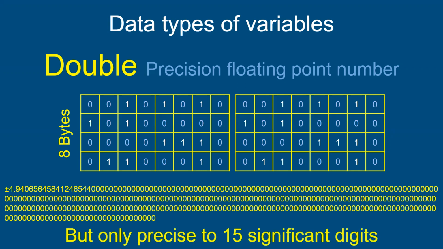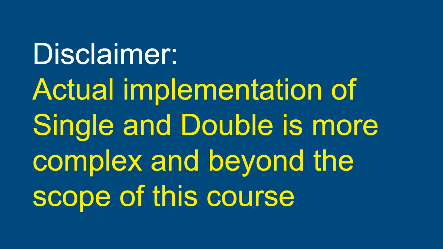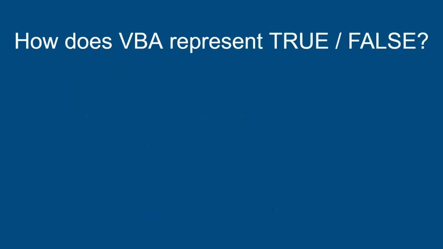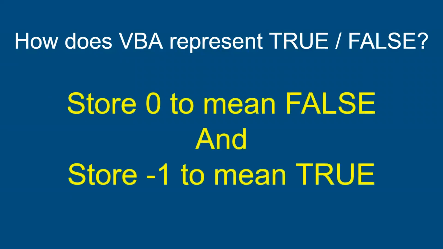But you kind of have the same thing. We can store a number and then we can push the decimal point in either direction. So the actual implementation of single and double is a little bit more complex than this, but this gets you going in the right direction. And we don't really get more by understanding it more deeply. Okay, so we have another data type.